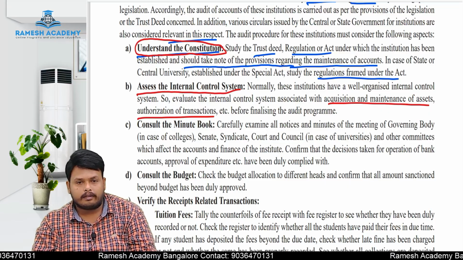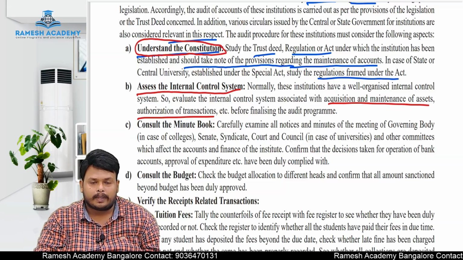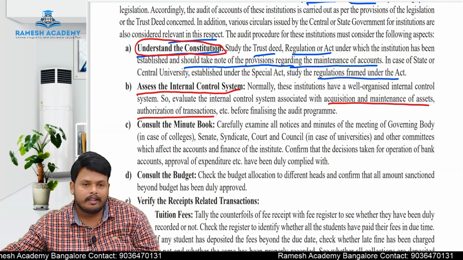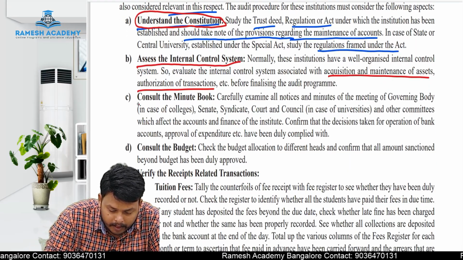So after the verification of the internal control system, only then will the auditor decide whether to apply compliance procedures or substantive procedures.